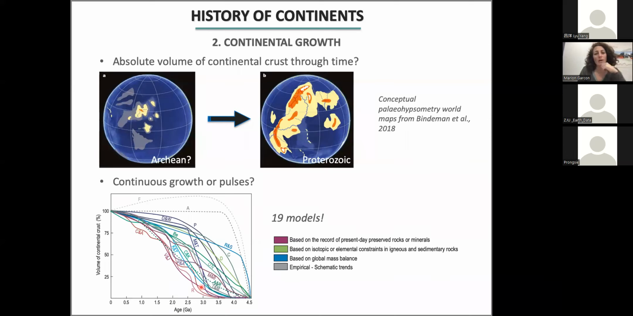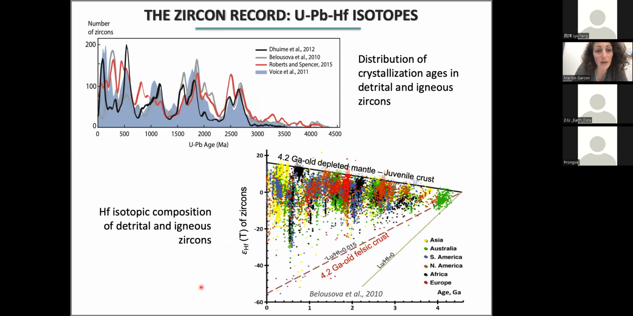And most of the time, the growth of continental crust is addressed through the zircon records and through the analysis of uranium, lead, and hafnium isotopes. So I'm showing here two plots. On the top is the distribution of uranium-lead ages in zircons, a compilation from four famous papers. You can see that there are peaks and troughs in this diagram that have been interpreted in different ways. And here you have the hafnium isotopic composition of zircons. There's a lot of data that has been measured through time.